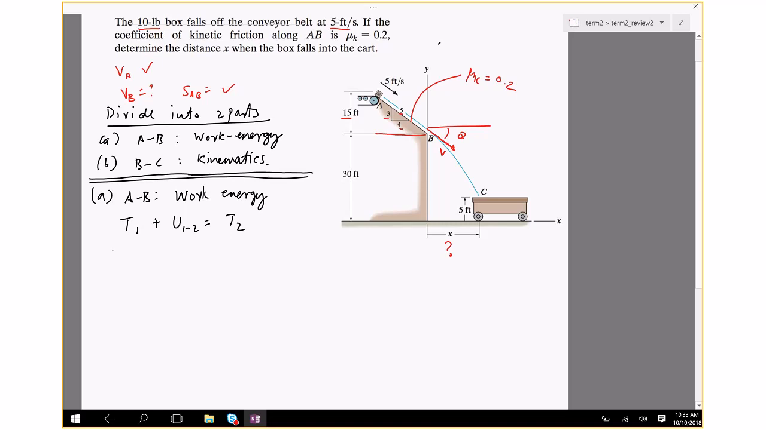Initial kinetic energy is half m v1 square, plus U12. U12 is the work done. Now, whenever you ask for work done, my recommendation to you is draw a free body diagram, because a free body diagram will show you all the forces, and the work done is by the external forces. So, free body diagram of the block. mg, theta, and there's friction.